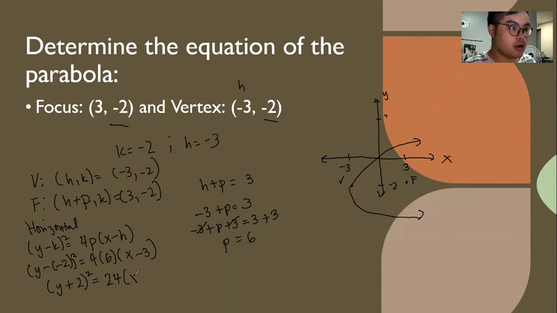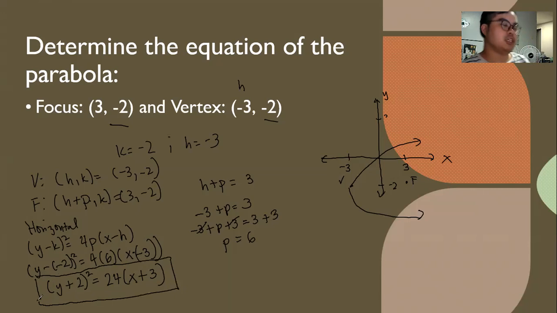Then our x, oops, nakalimutan ko po pala. So our h pala is negative 3. So I replace h with negative 3. So negative times negative will become plus, then 3. So ito po yung formula or shall I say equation ng parabola given ng focus and vertex natin.